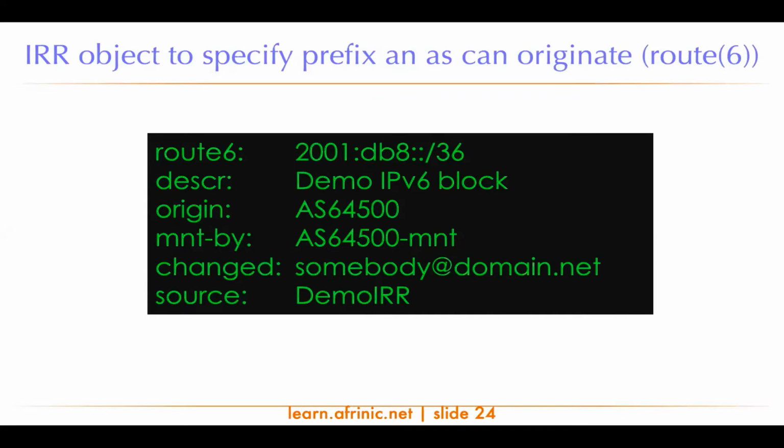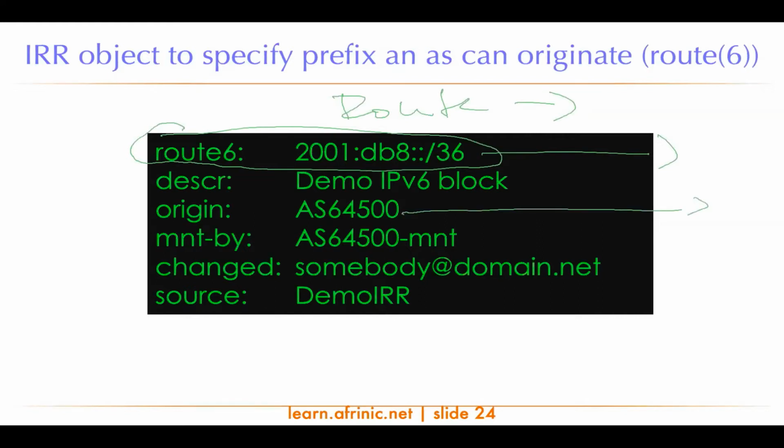We just finished talking about the aut-num, which is how you represent the ASN in the WHOIS database. The second IRR object that we'll talk about is the route object, which is how we specify which ASN is allowed to originate an IPv4 prefix, and the route6 object, which is how we specify which ASN is authorized to originate an IPv6 prefix. So in this case, we can see that this route6 object is for prefix 2001:db8::/36, and it is authorized to be originated by AS64500. Again, this is a protected object. That's why it is protected by this maintainer, the mnt-by.